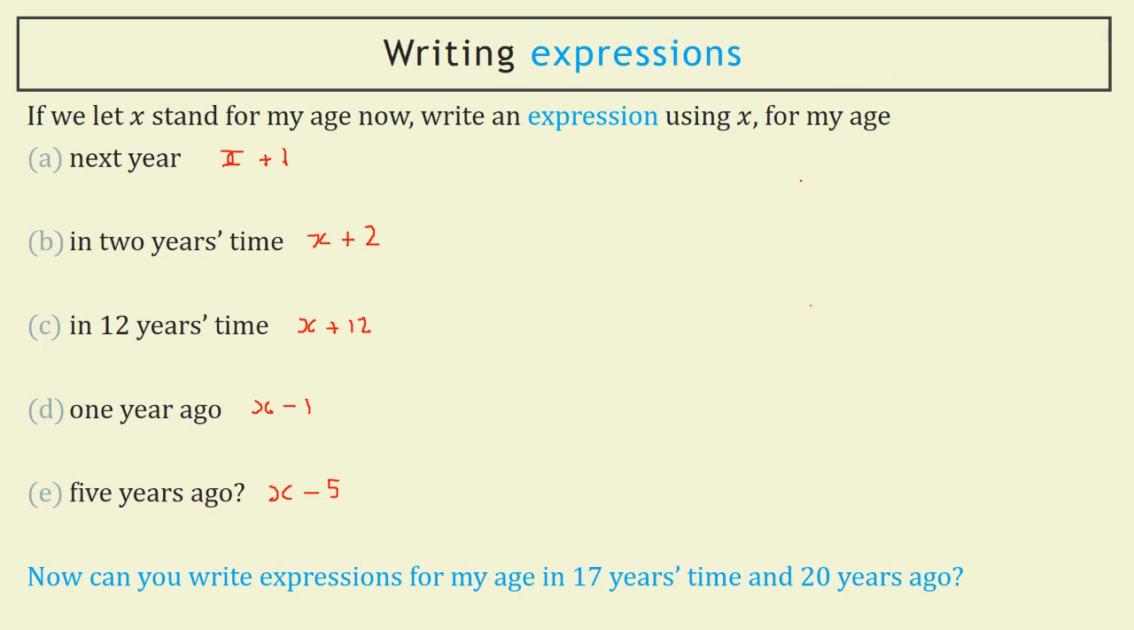Well, to work out my age in 17 years' time, we add 17 to what my age is today. So my age will be x plus 17. To work out my age 20 years ago, I subtract 20 from my age today, and I get my age 20 years ago. If you got those two, well done. We're looking 17 years from now, and we're looking 20 years ago from now. So those sorts of things are expressions.